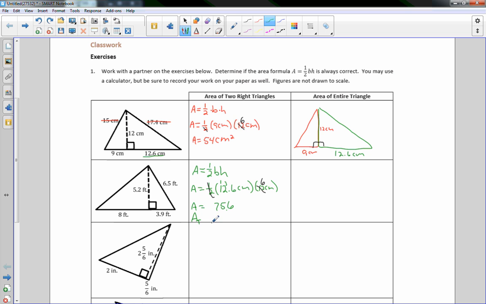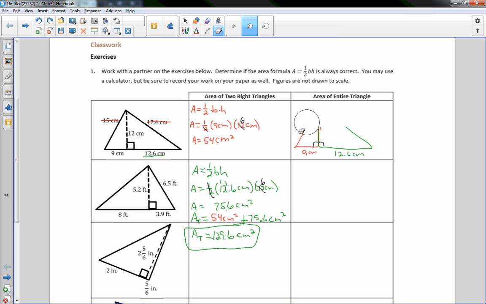So the area of the total triangle equals the area of the pieces. So it's going to be 54 centimeters squared, plus, oh, and by the way, centimeters times centimeters is centimeters squared here. So there's my plus 75.6 centimeters squared. And so my area total is going to equal, 5 plus 4 is 9, 7 plus 5 is 12, 129.6 centimeters squared. So that is the area of this whole triangle because I took the area of the left, the area of the right, and I added them up, and that is the total area.